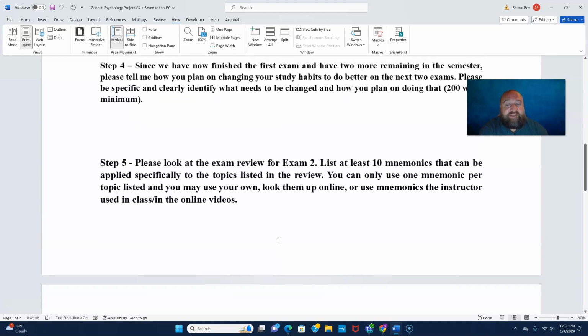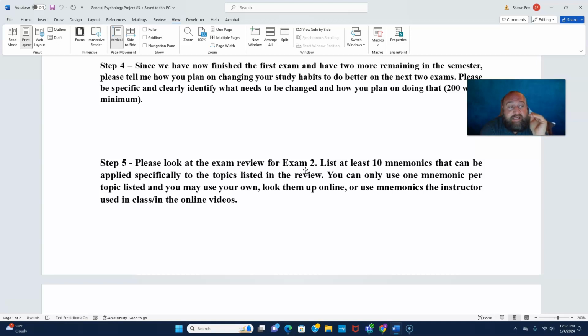Step 5, please look at the exam review for exam 2. I'll show you in a second where you can find that. If you scroll down in the module dealing with personality, you'll see where there's an exam 2 page. If you click on it, it'll talk about what to pull from as far as an exam guide. Same thing as exam 1, though.